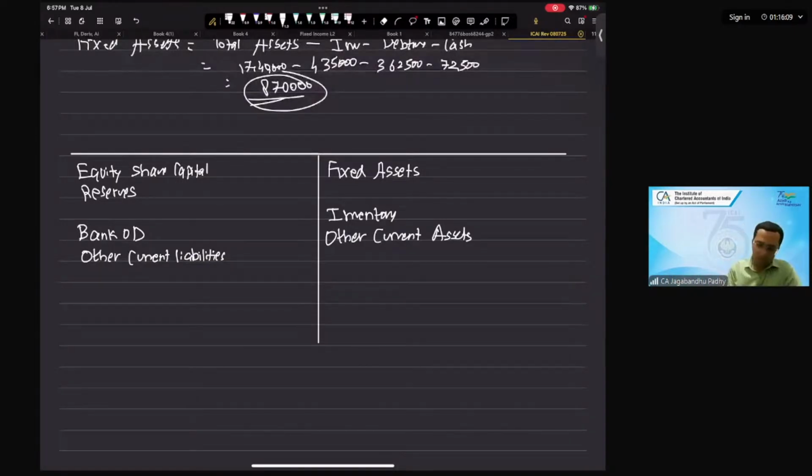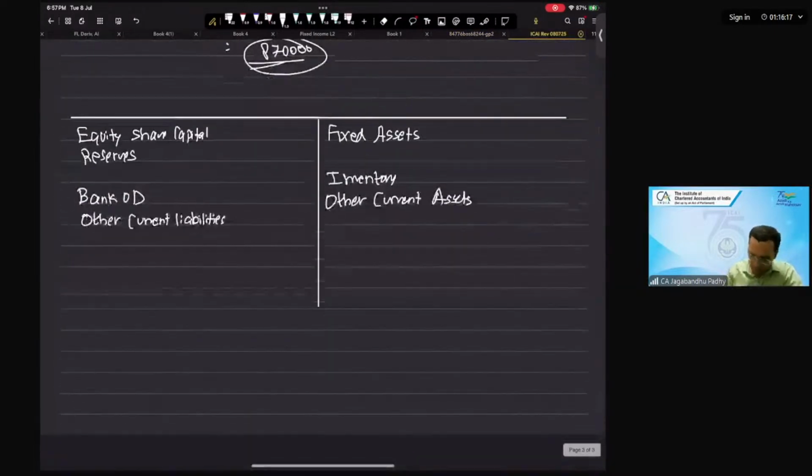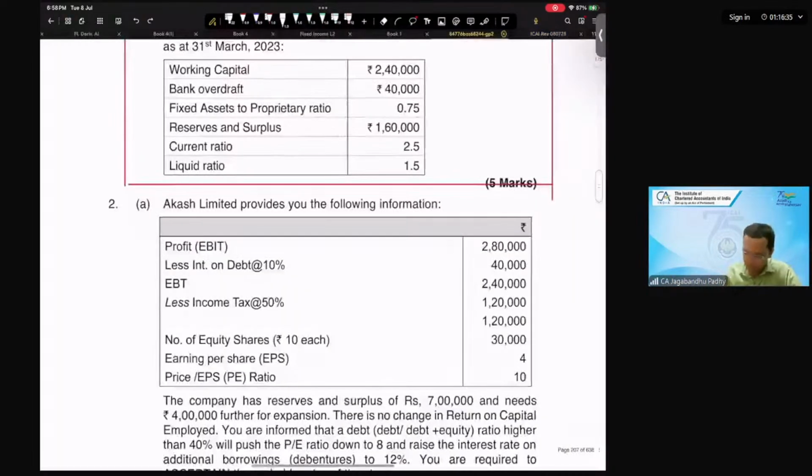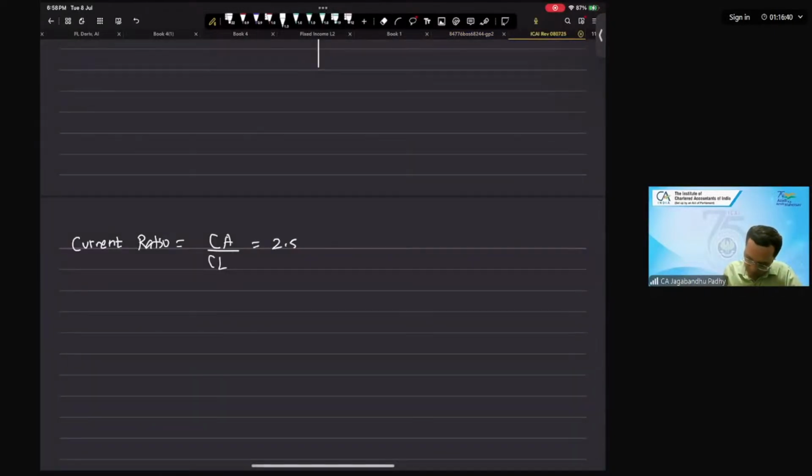Okay. Now let's try to put up the values. So we have working capital and bank OD. So working capital and current ratio is going to be used. So let us use the current ratio. Current ratio is current asset upon current liabilities, right? And that current ratio is given to us to be 2.5. So therefore, we can say current asset is 2.5 times of current liabilities.